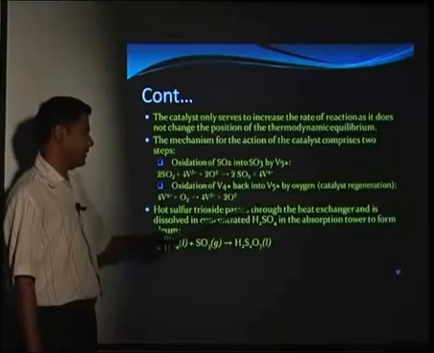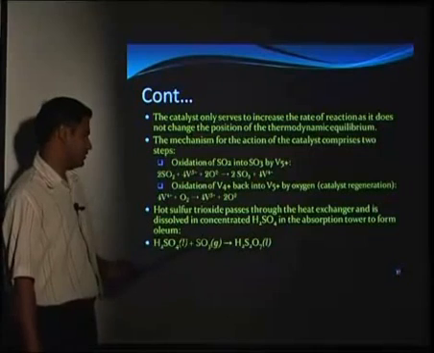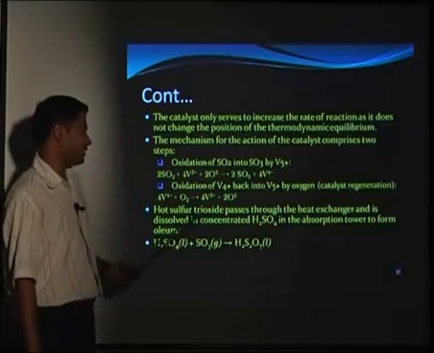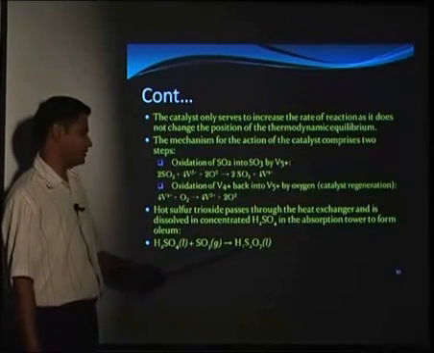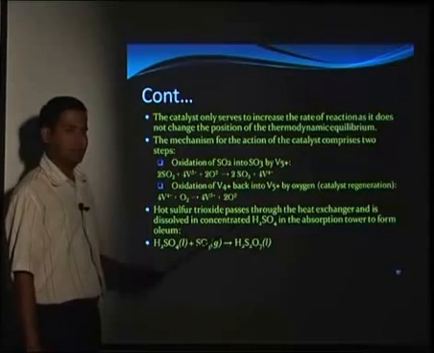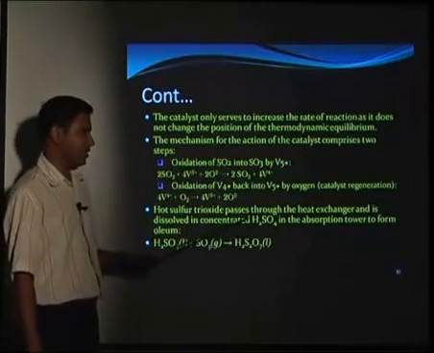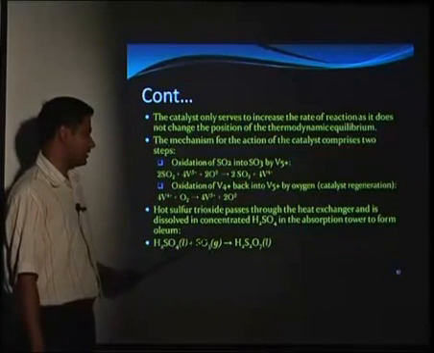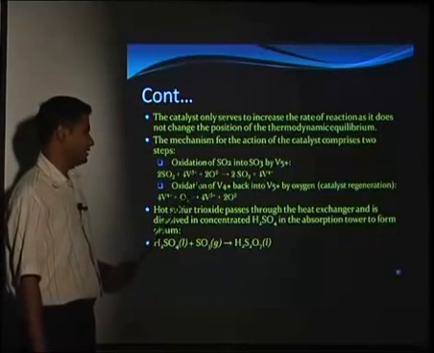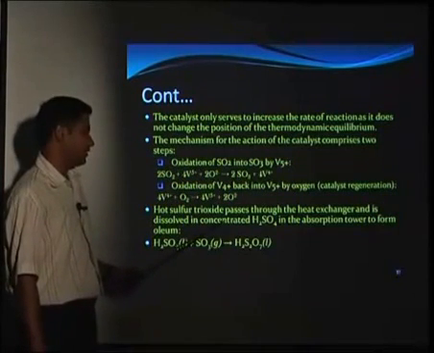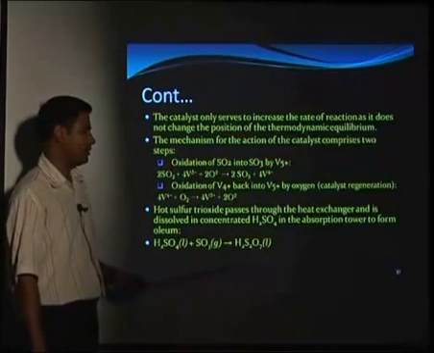Then hot sulfur trioxide passes through the heat exchanger and dissolves in concentrated H2SO4 in the absorption tower to form oleum. So whatever sulfur trioxide is formed, we can dissolve in sulfuric acid to form oleum, that is H2S2O7, in liquid form. So with the sulfur trioxide we can make more concentrated sulfuric acid, or we can use it to form oleum. Here the catalyst vanadium pentoxide is oxidized, reduced and oxidized again, and the sulfur trioxide may go for sulfuric acid production or to the oleum tower for oleum formation.